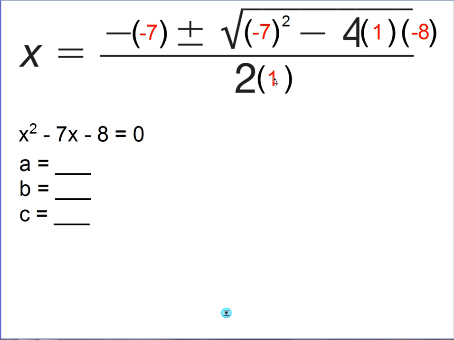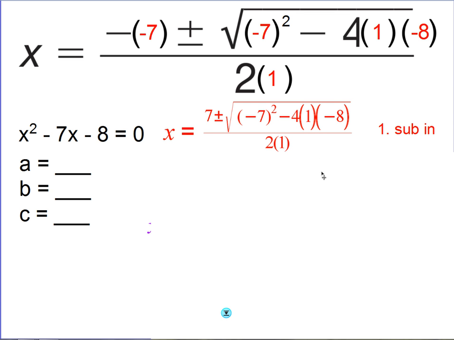So first, we're subbing in our numbers. Okay, and what that looks like when I write it down correctly is this. Okay, the 7 becomes positive for here because we are taking the negative of a negative b. Then negative 7 squared minus 4 times 1 times negative 8 all over 2 times 1. So that's our first phase, is to sub in.